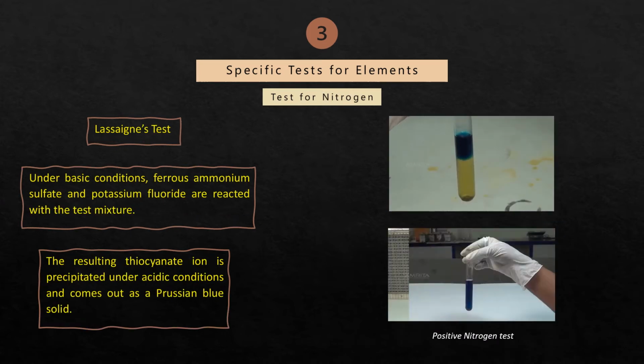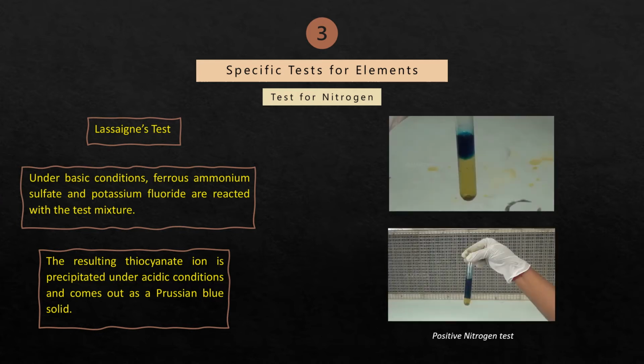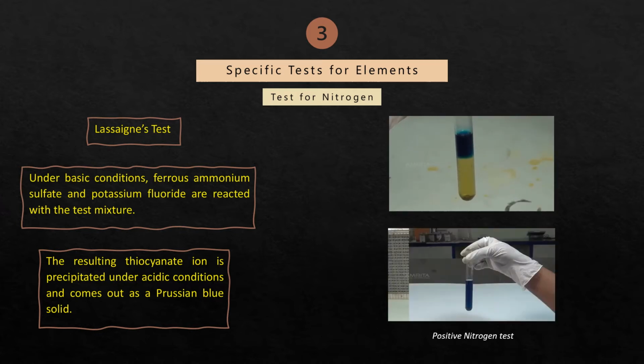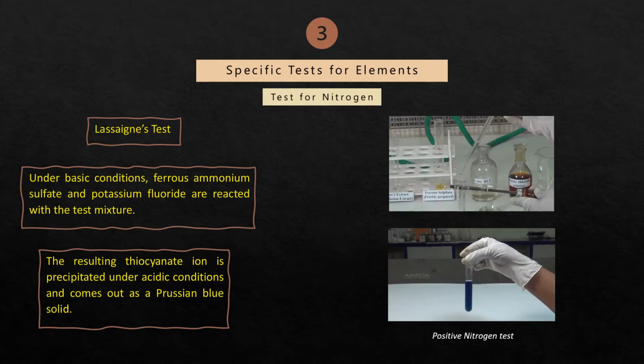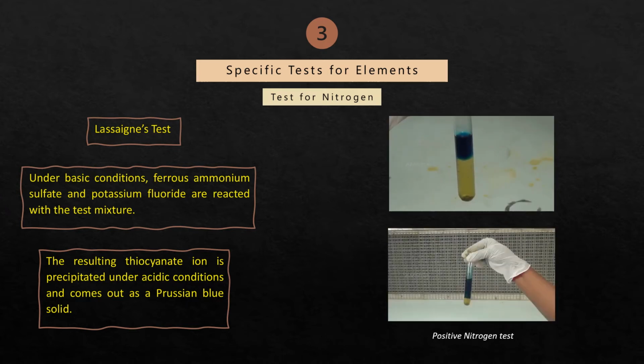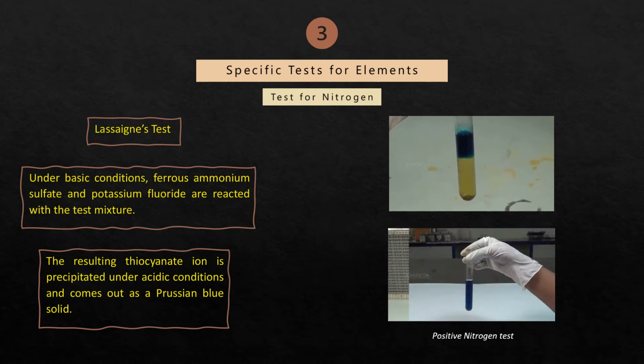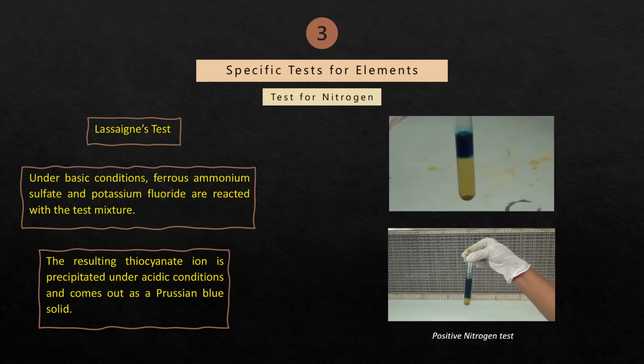Nitrogen's presence in a compound is determined using the Lassaigne test. Under basic conditions, ferrous ammonium sulfate and potassium fluoride are reacted with the test mixture. The resulting thiocyanate ion is precipitated under acidic conditions and comes out as a Prussian blue solid.